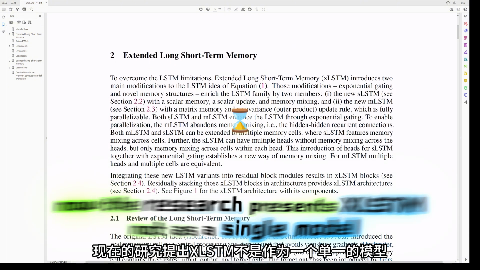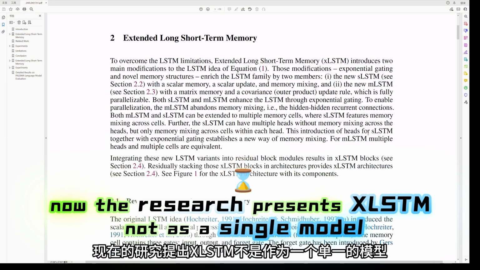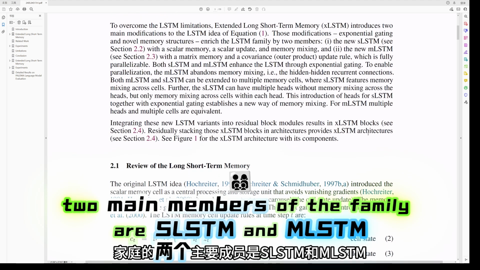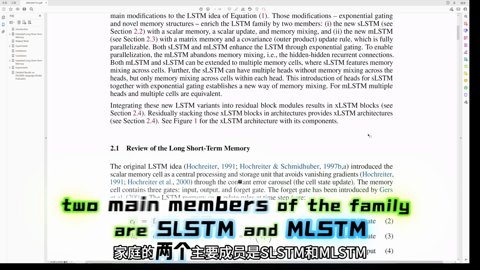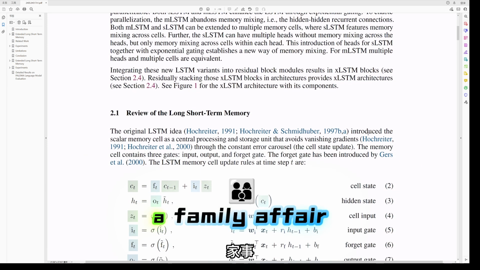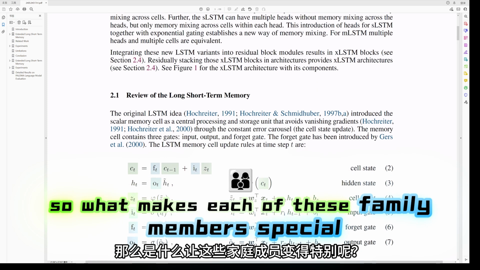That's right. Now, the research presents xLSTM not as a single model, but as a whole family of enhancements. Two main members of the family are sLSTM and mLSTM. Each one tackles those LSTM limitations in its own way. A family affair. I like it. So what makes each of these family members special?